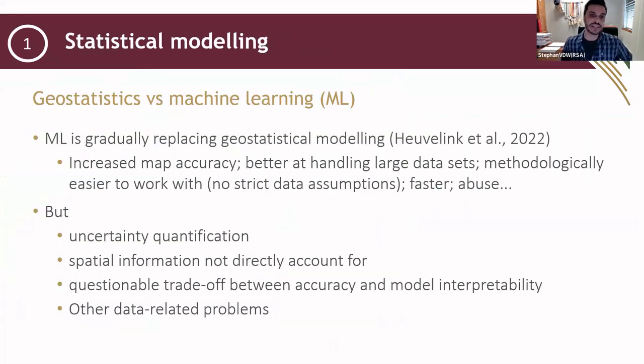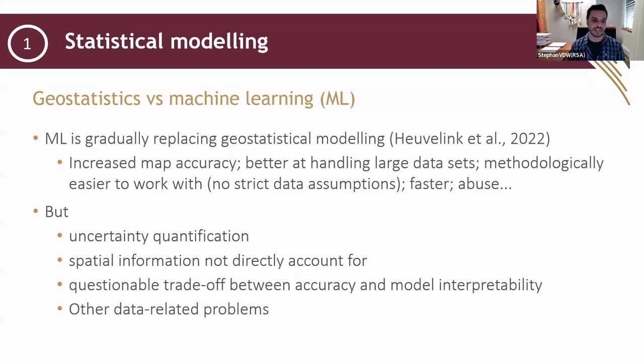Okay, so statistical modeling. I won't go into a lot of theory or mathematics. It's just getting an overview of lots of topics. But something that's quite interesting is that soil science has actually been very important for the development of geostatistical theory over the last decades. But we've seen over the last 10, 15 years that machine learning is gradually replacing geostatistical modeling. There's a nice paper written by my supervisor, Gerard Heuvelink, who explains this.